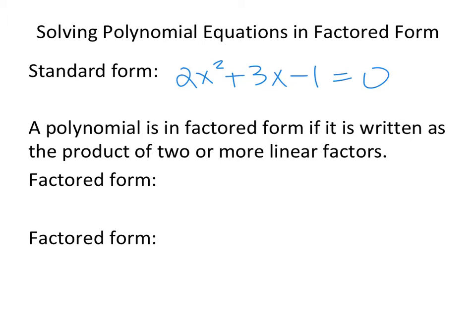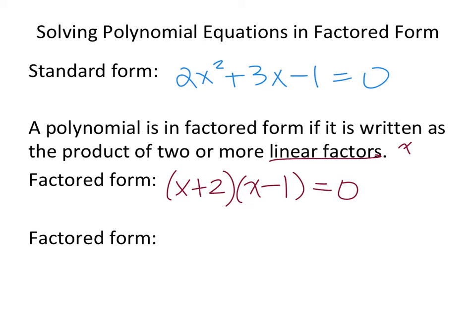Now we're actually going to be looking at a new form, and that new form is factored form. Factored form is where it's written as the product of two or more linear factors. When I say linear factors, I mean that it only includes x with no exponent. An example would be x plus 2 times x minus 1 is equal to 0. This is still a polynomial. If I was to FOIL this out, I would get a trinomial, a quadratic equation. But right now it's in factored form.